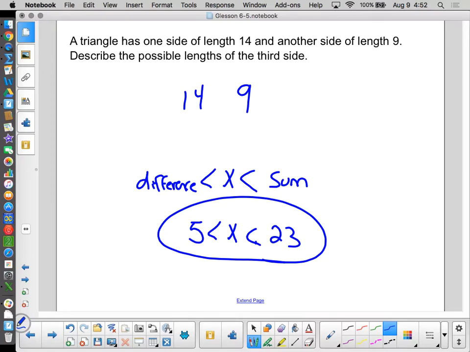So bigger than 5. Why? Because 5 plus 9 equals 14. That's not big enough. It has to be bigger than 5. 5.1 would work. And 23, why? Because 14 plus 9 equals 23. 23 would not work, but 22.9 sure would. So it must be bigger than 5 and less than 23. Greater than the difference, less than the sum. Pretty straightforward.